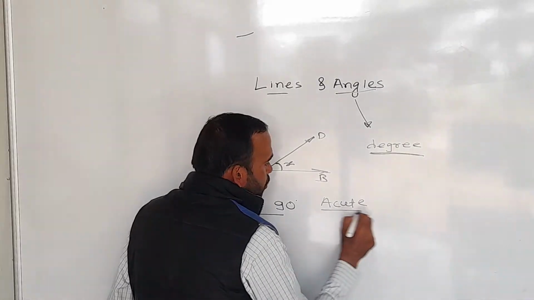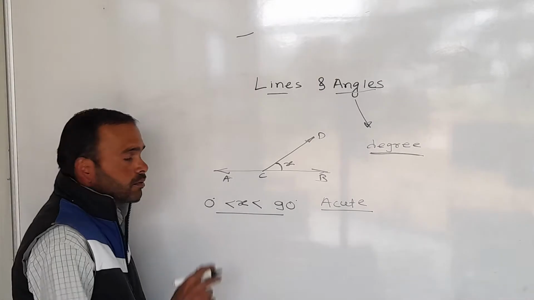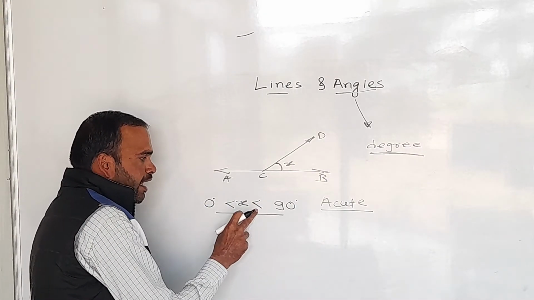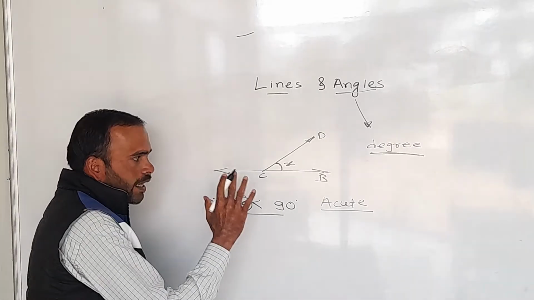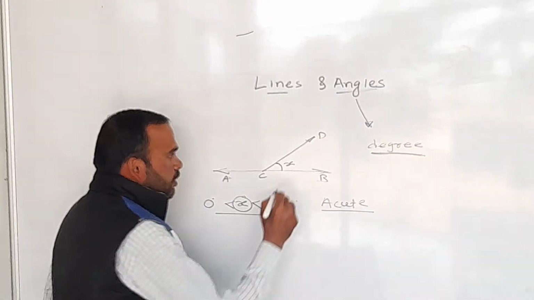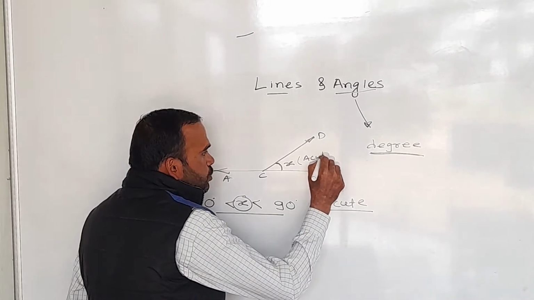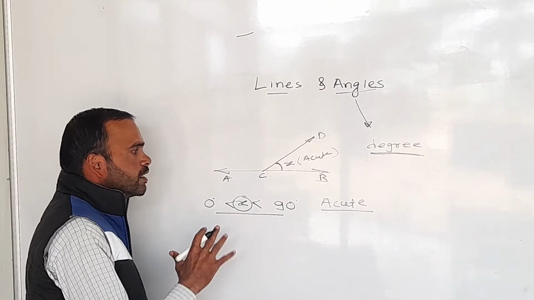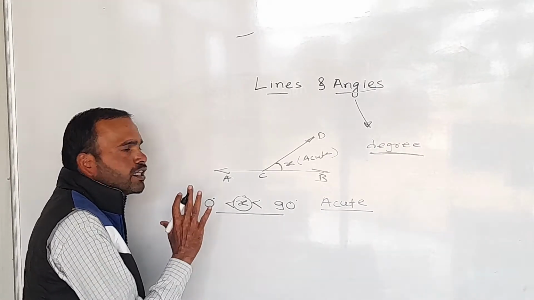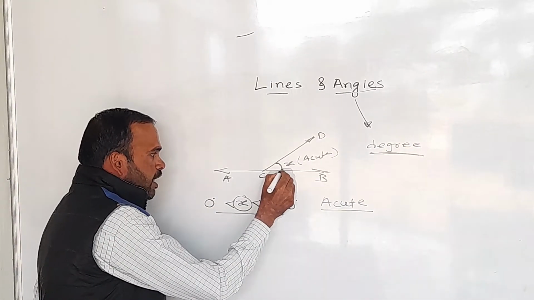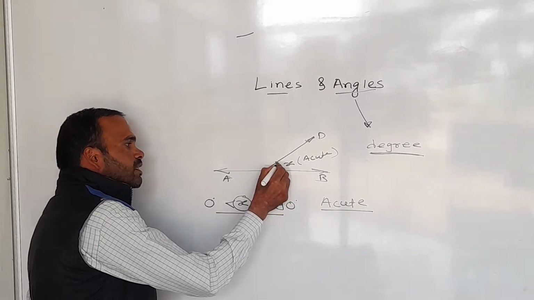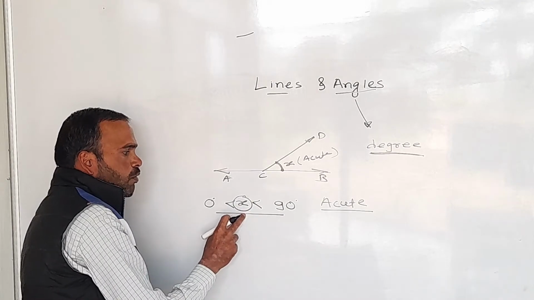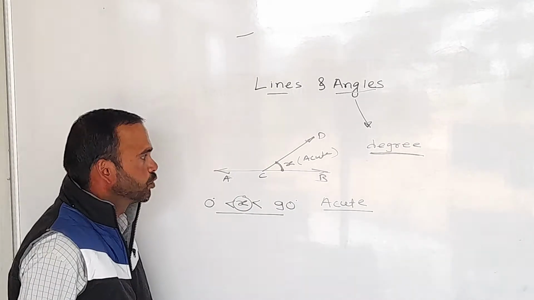Now, what does it mean by acute angle? An angle which is more than 0 degrees and less than 90 degrees, that is, the angle denoted by x, is called an acute angle. So this angle, measured between the two elements or two lines, if it is less than 90 degrees and more than 0 degrees, measured from the starting point in the anti-clockwise direction, is called an acute angle.